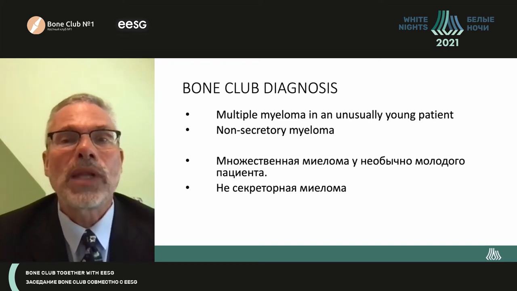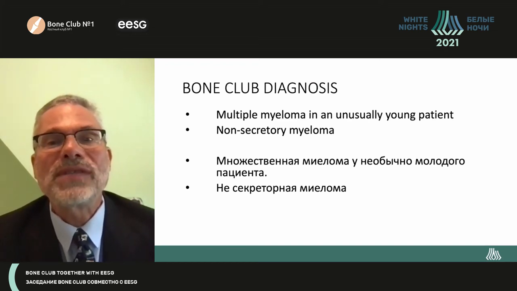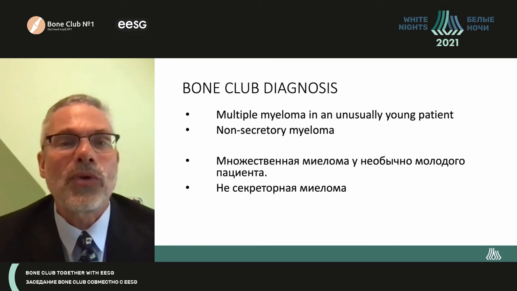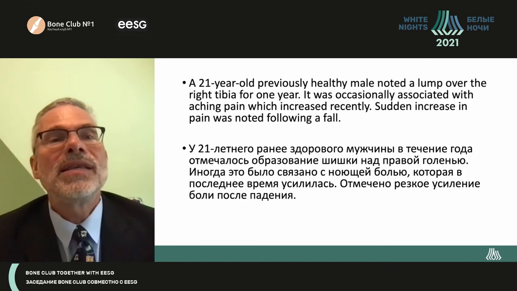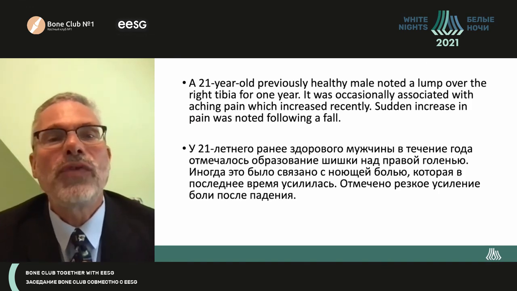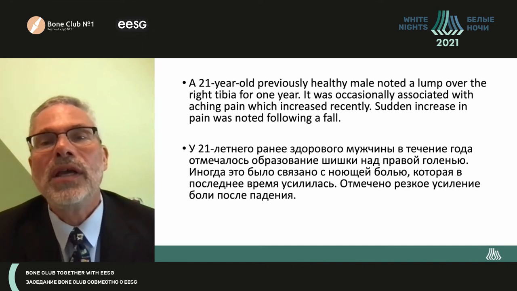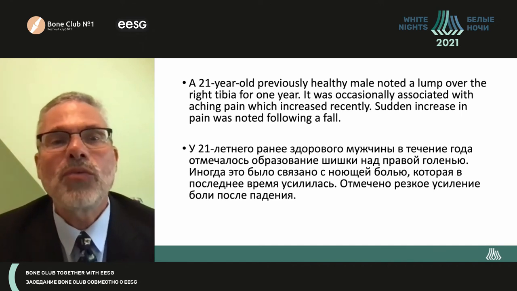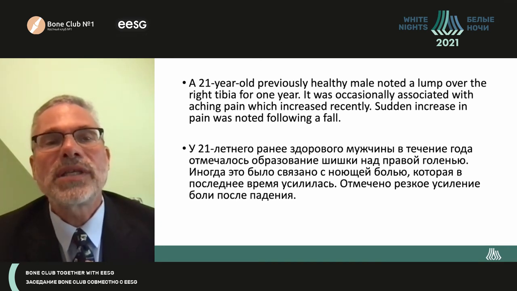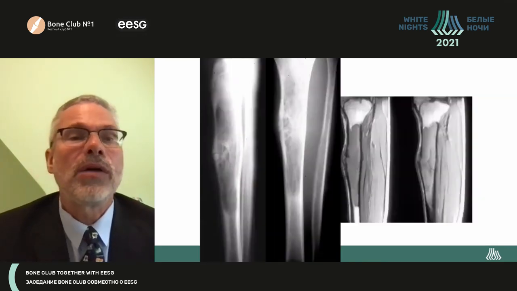Now, multiple myeloma in an unusually young patient, a 21-year-old. We've seen myeloma as young as 17, and this was a non-secretory myeloma. This is a 21-year-old, previously healthy male who noted a lump over the right tibia for 1 year. It was occasionally associated with aching pain, which increased recently. Sudden increase in pain was noted following a fall.